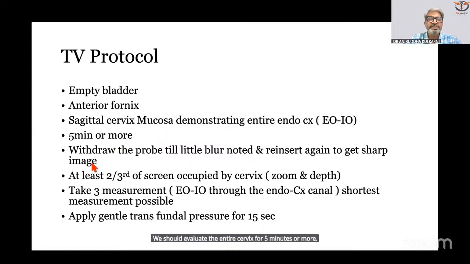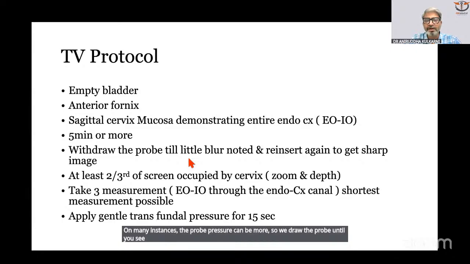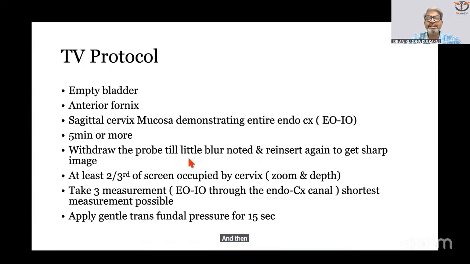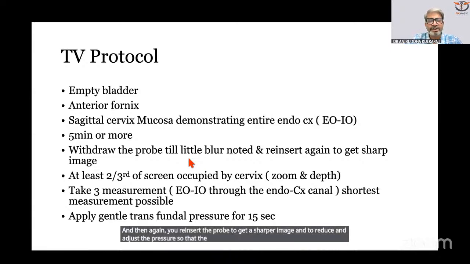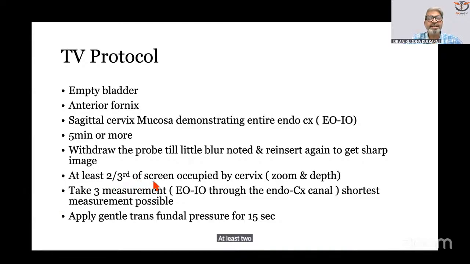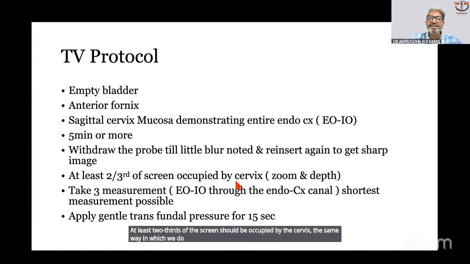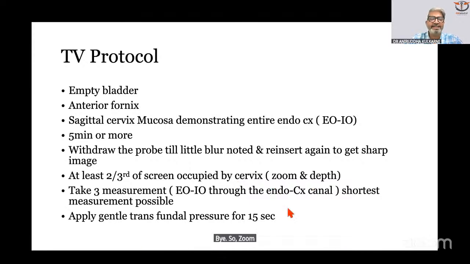On many instances, the probe pressure can be more. So withdraw the probe until you see a little bit of blur, and then reinsert the probe to get a sharper image and adjust the pressure so that the anterior lip of the cervix is not compressed. At least 2/3 of the screen should be occupied by the cervix, the same way we do for a typical NT scan at this time. So zoom and depth should be adjusted.